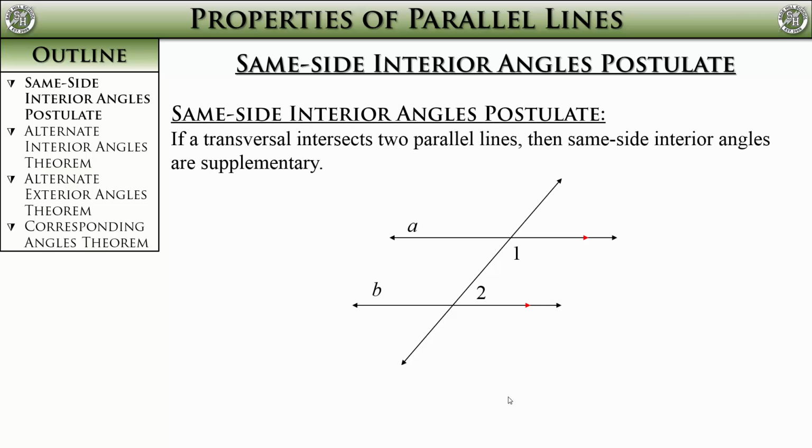If a transversal intersects two parallel lines, then the same side interior angles are supplementary. That's the special property of same side interior angles. That's exactly what I just demonstrated. You will notice that like many postulates and theorems, the description is an if-then statement. One postulate done, 3 theorems to go.